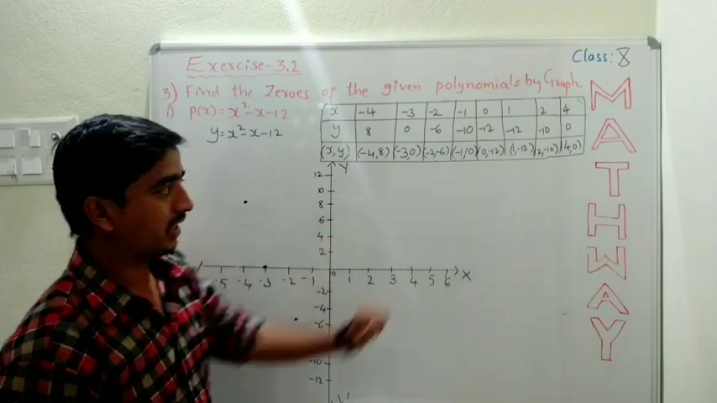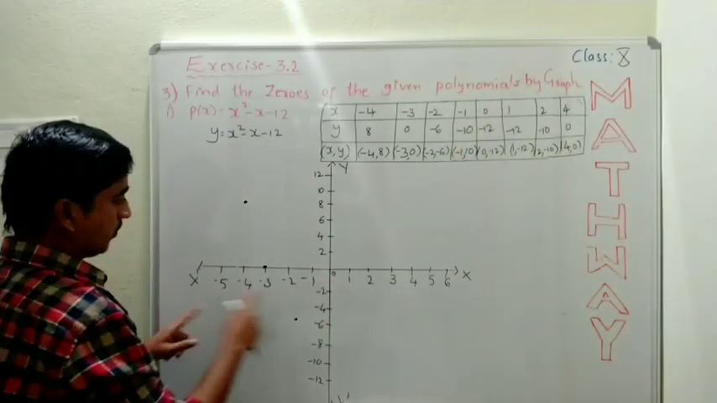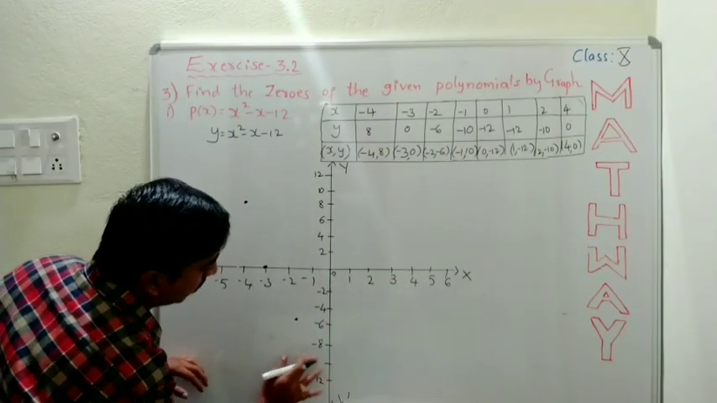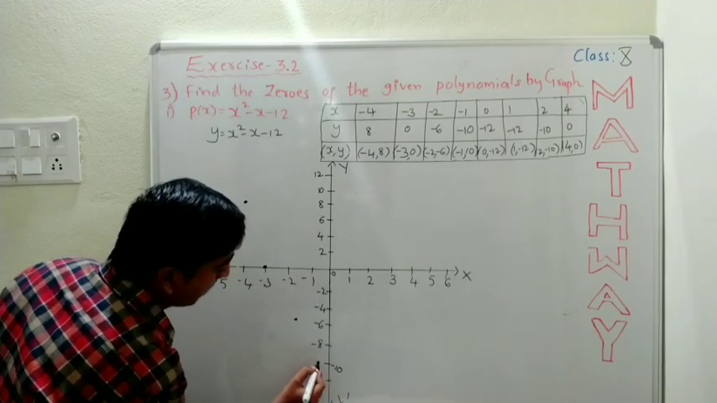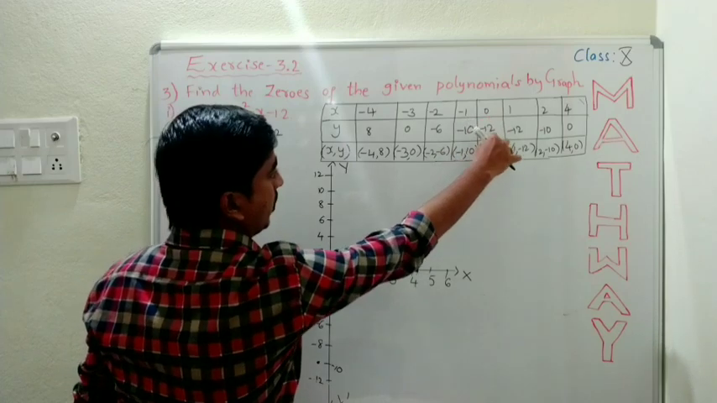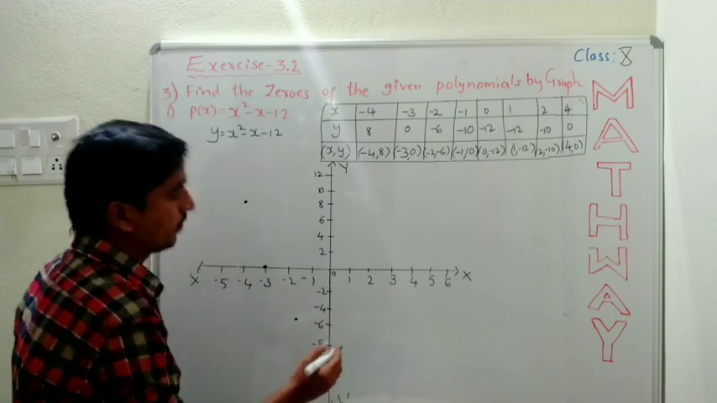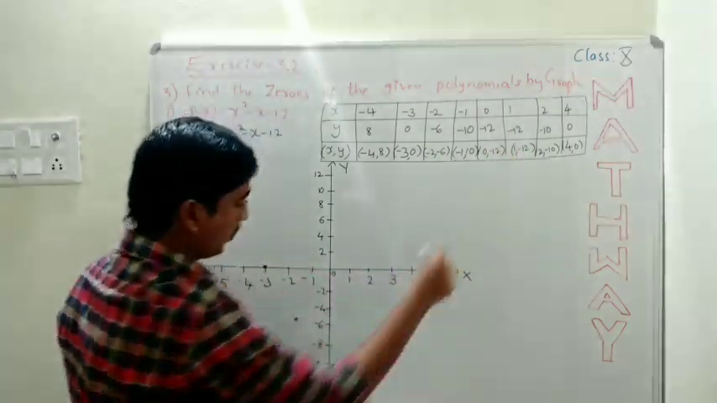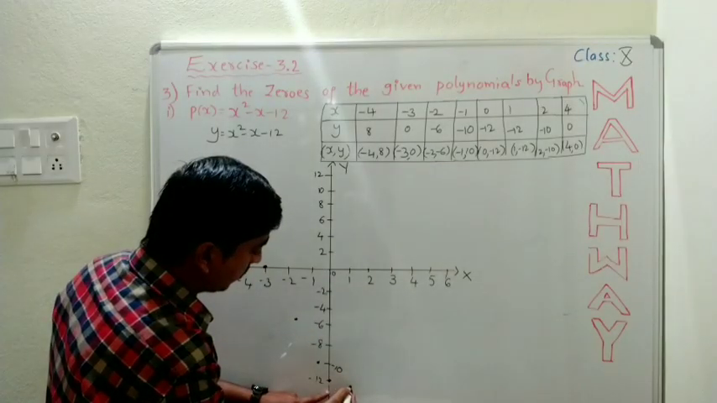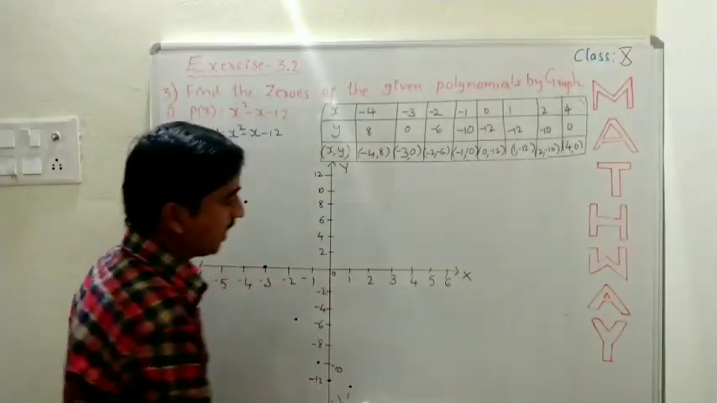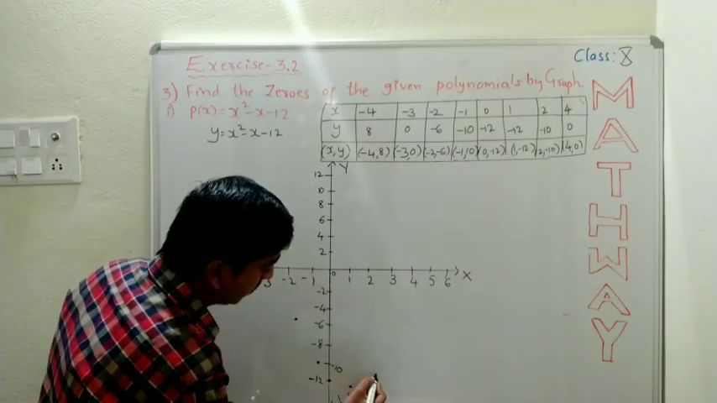Next minus 1 comma minus 10. So when x is minus 1, y value is minus 10. Minus 1 and minus 10. So here we will get that point. The next x equals to 0, y equals to minus 12. On this line we get here. And after that 1 comma minus 12, x coordinate is 1, y coordinate is minus 12 at the same point here. Then after that 2 comma minus 10, x coordinate is 2 and the y coordinate is minus 10. At this point we can get it.